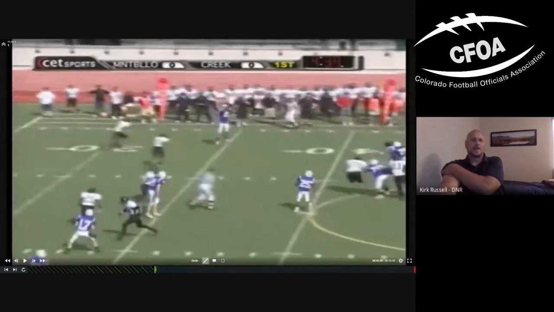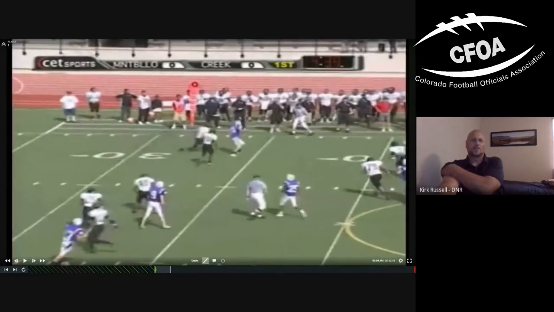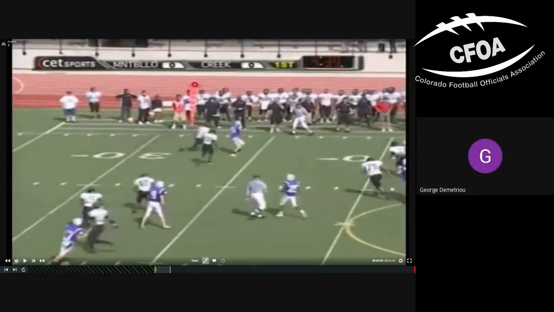George, you like him stopping about right here because he can see the action of the catch. The forward progress is supported right by your wing, your crossfield. Yeah, there's no reason for him to go up to the progress spot. The progress spot belongs to the far wing.